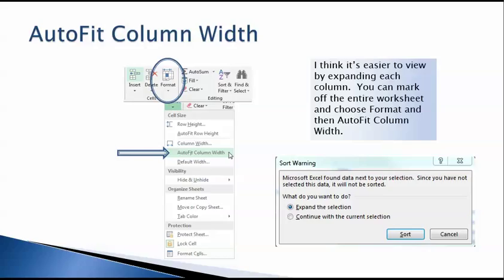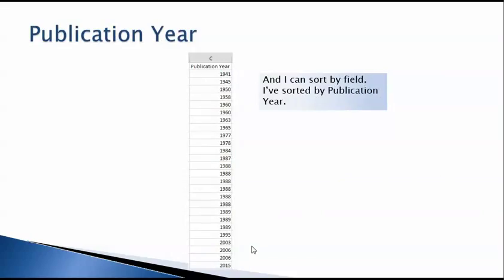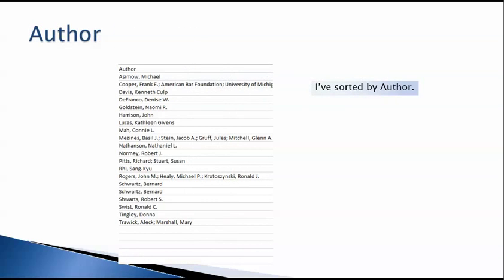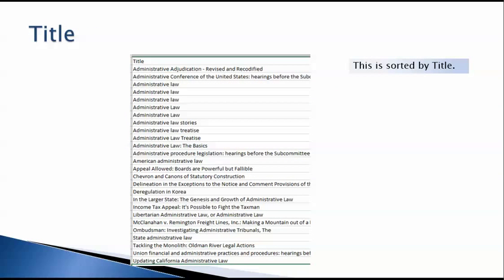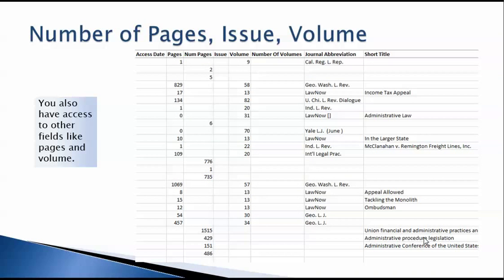When you sort, to keep the content together, you should let it expand the selection. I can sort by most fields. Here I've sorted by publication year. I've sorted by author. This is sorted by title. There are lots of other fields that you can look at or sort by.